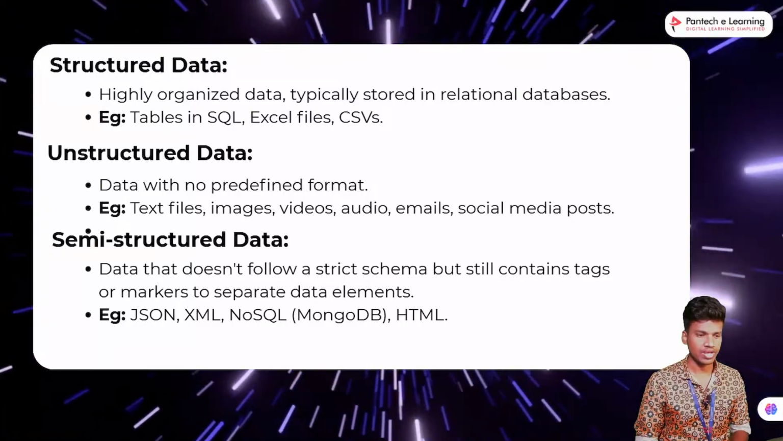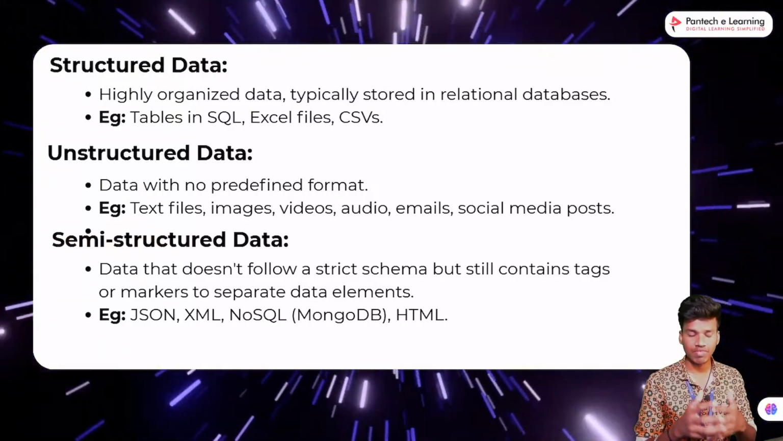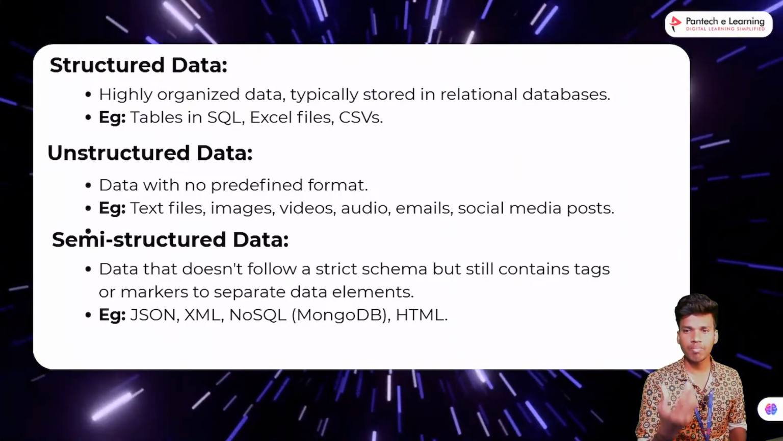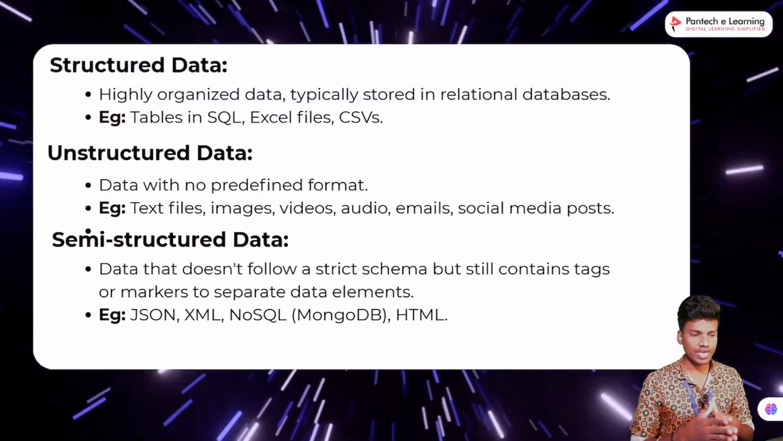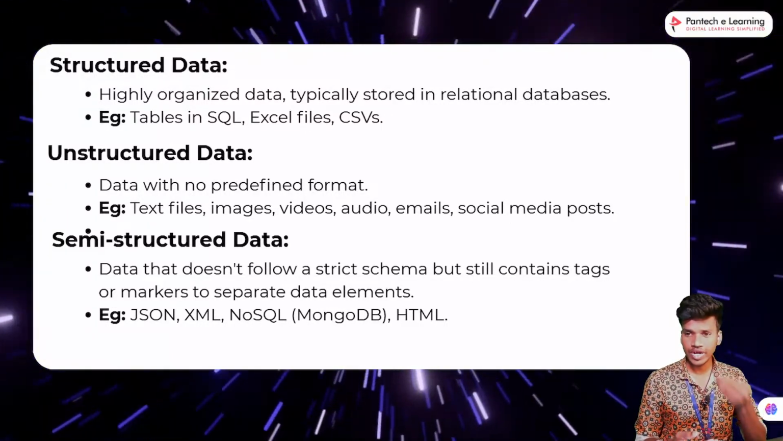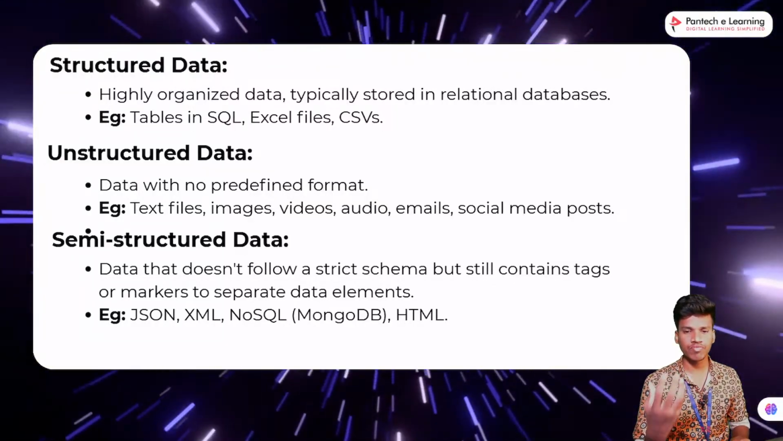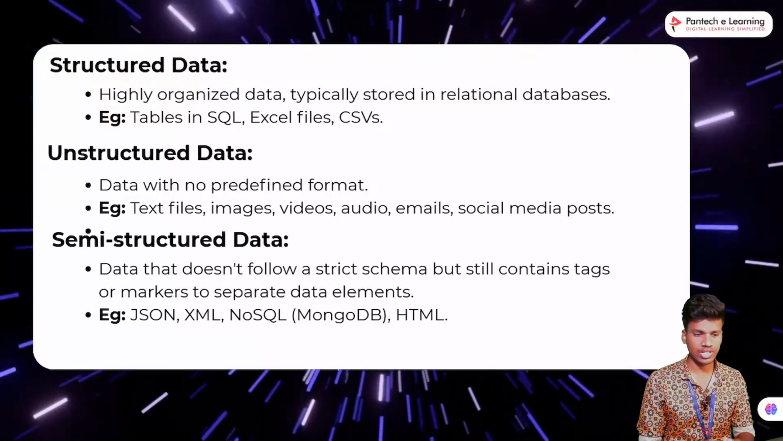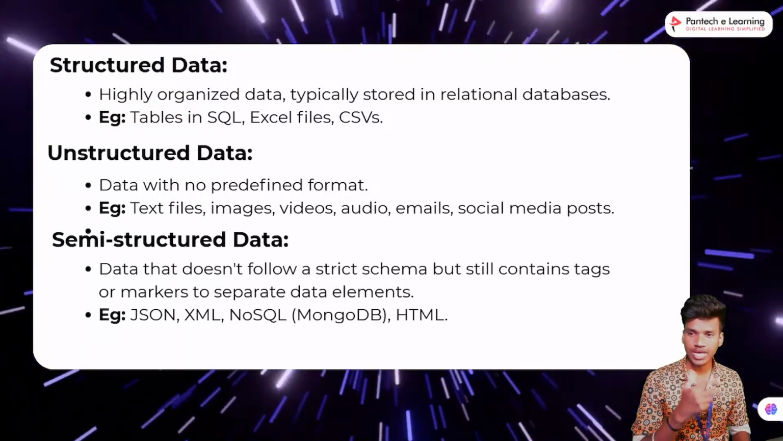Semi-structured is not like structured and also not unstructured. It's a combination of both. It is data that does not follow a strict schema but still contains tags, markers, and separate data elements. Why can we say this? Because every piece of data is enclosed, covered by one particular tag or field. So JSON, XML, NoSQL, and HTML are examples of that. The best example is HTML.